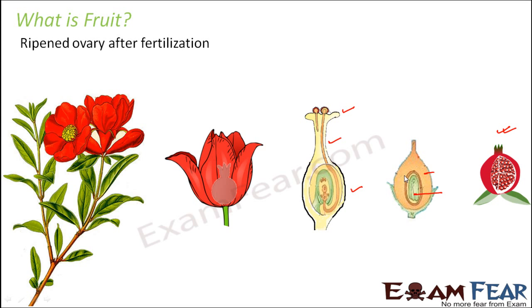Here I have taken the example of a pomegranate plant. In a pomegranate plant you can actually see the fruit which we see, which looks somewhat like this. This is the fruit, that is, this is the ripened ovary. And what happens to the ovule? This is the ovule, right? And these ovules turn into seeds. So these are the seeds inside. If you see a pomegranate, inside you see seeds, right? So this is a fruit. Fruit is nothing but the ripened ovary after fertilization.